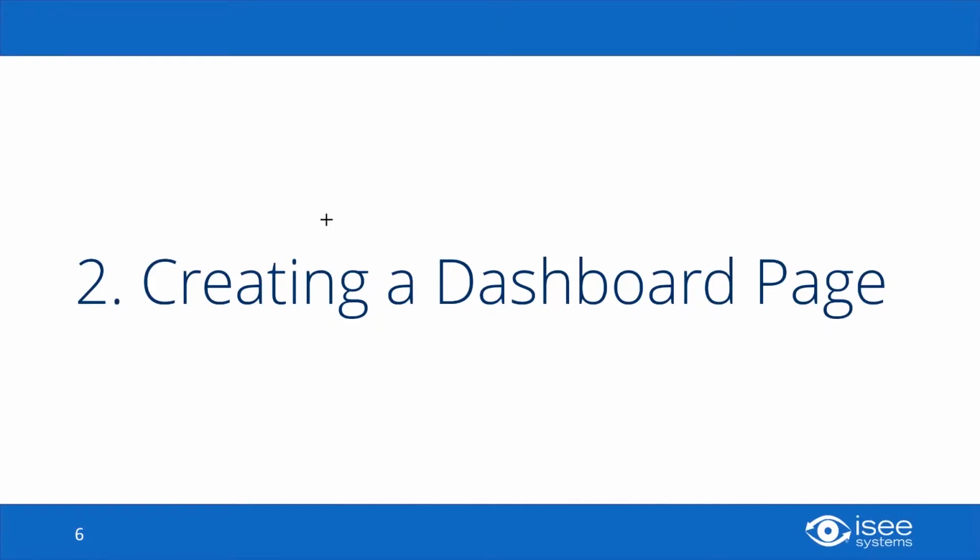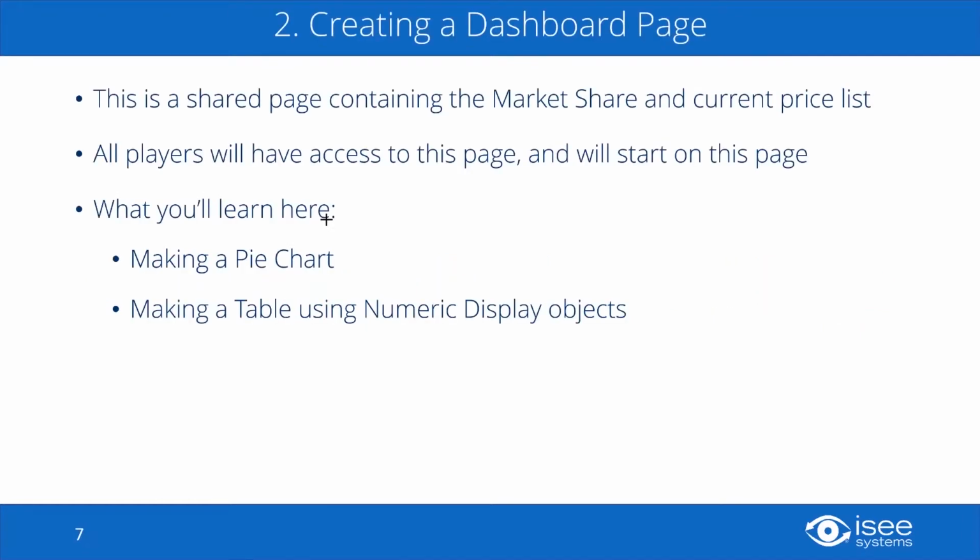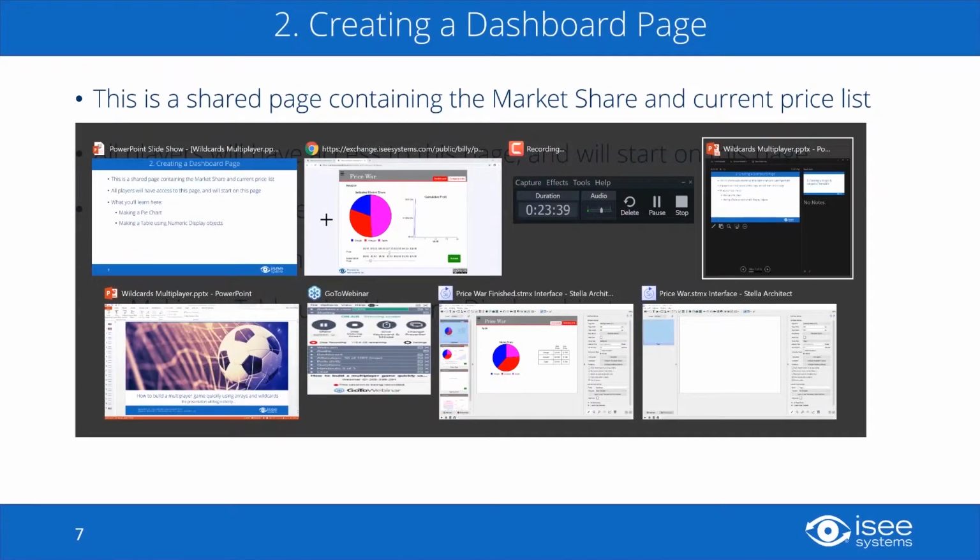The first thing that we're going to do to build this game is to build a dashboard page, to build that first page that we saw with the market share and all of the price information. So this is a shared page. This page is going to be viewable by both of our roles. All players will have access to this page and will start on this page. And what you're going to learn here is how to make a pie chart and how to make a table using numeric display objects.